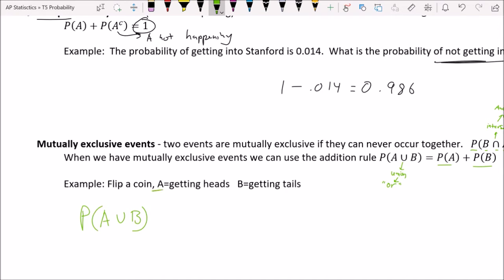Remember, A is getting heads. What's the probability of getting heads? That's 1/2. So I'm just pulling that right there. Plus the probability of B getting tails. That's also 1/2. And that equals 1. So that's the probability of flipping a coin and either getting heads or tails.